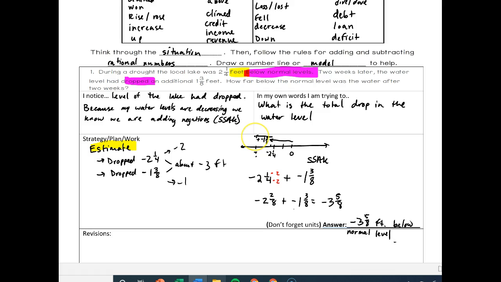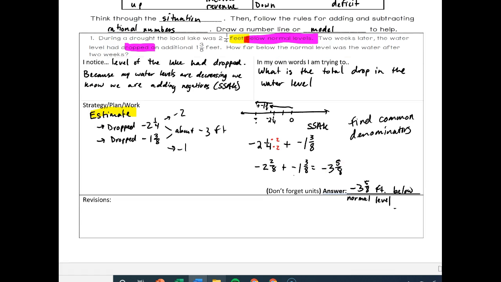I drew a number line too if you want to do that. So we're just going to solve it. You notice negative 2 1/4 plus negative 1 3/8. That's an SSAK problem. Basically, what we need to do is find common denominators. We did that by multiplying the 1/4 by 2 on top and bottom. When we did that, we got negative 2 2/8. Then it's an SSAK problem from there, and we get negative 3 5/8 feet below normal level.